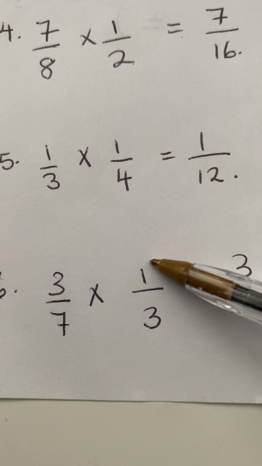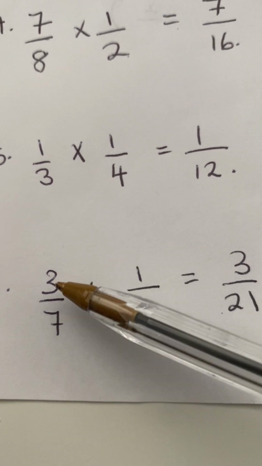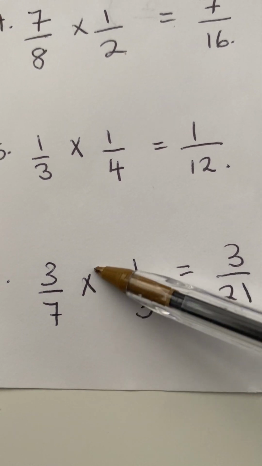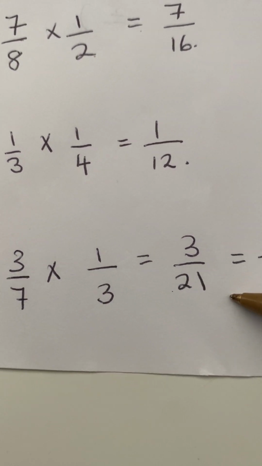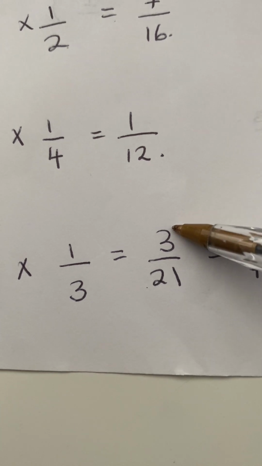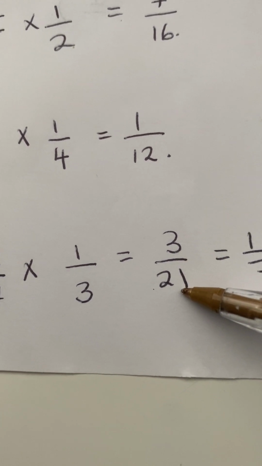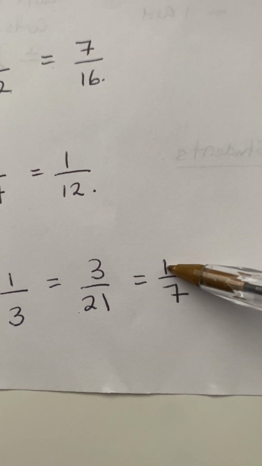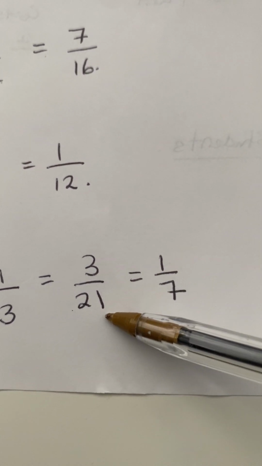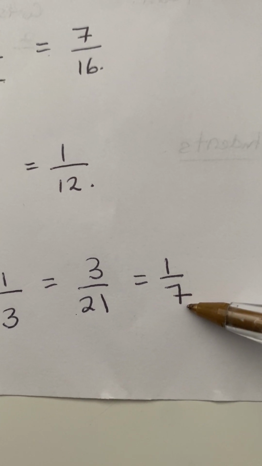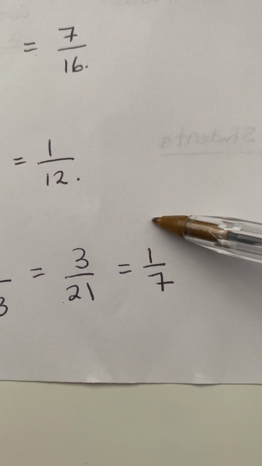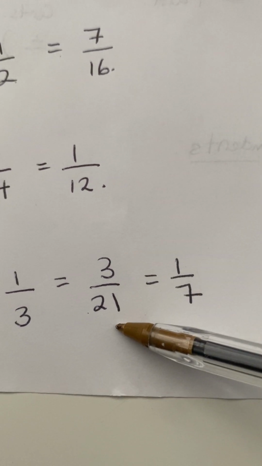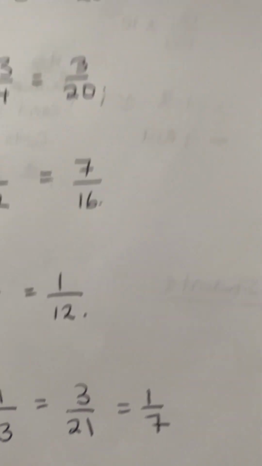3/7 times 1/3. 3 times 1, numerator is 3. 7 times 3 is 21. Now 3/21, we can reduce it. So 3 divided by 3 is 1. 21 divided by 3 is 7. So we can use this 1/7 or 3/21. Okay.